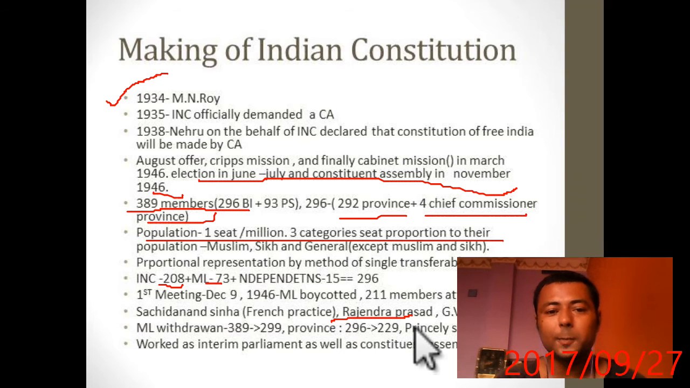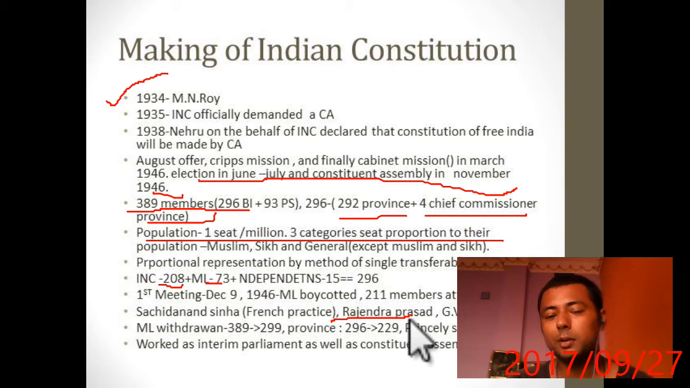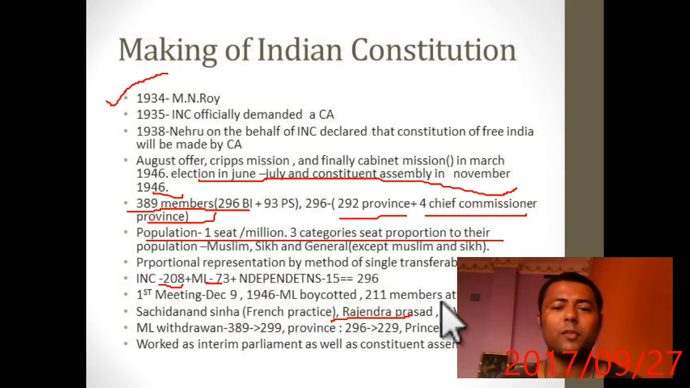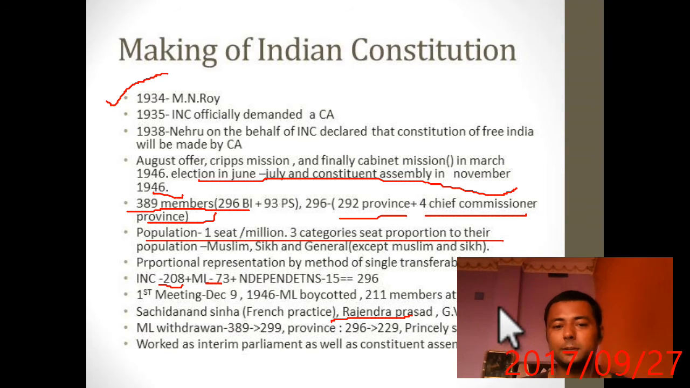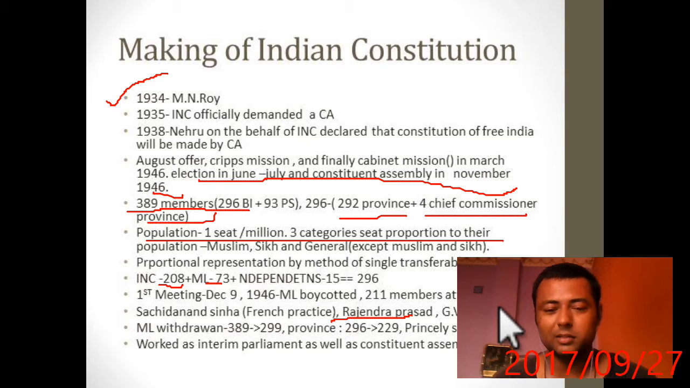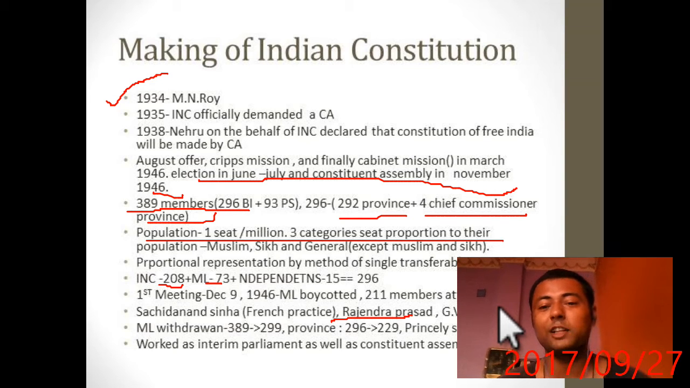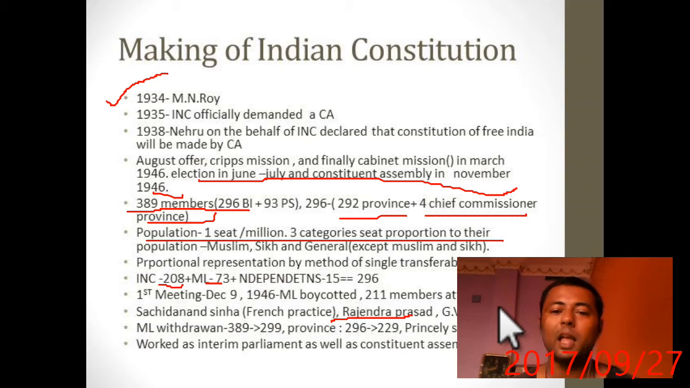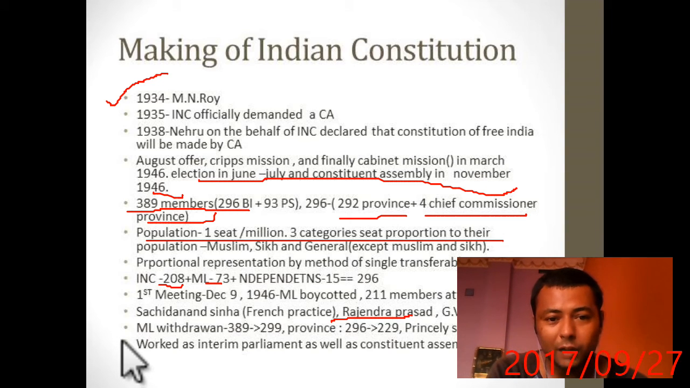Remember one thing, G.V. Mavlankar was chosen as the speaker of the parliament, because the Constituent Assembly also worked as the interim parliament till independence and the first election. So we must have a speaker. So G.V. Mavlankar was chosen as a speaker. When the Constituent Assembly is set for drafting the constitution, the chair is presided by Rajendra Prasad, and when the parliament is set for doing normal work, then G.V. Mavlankar presided the chair.